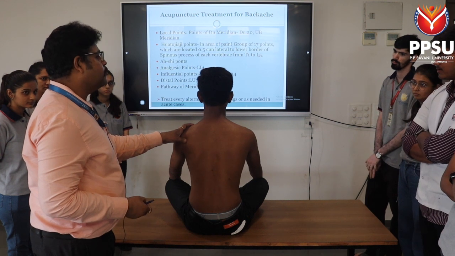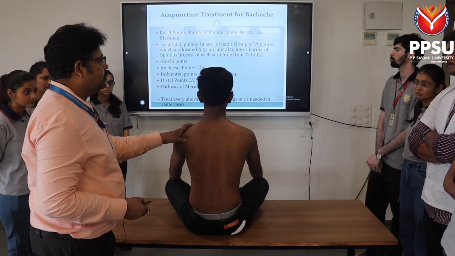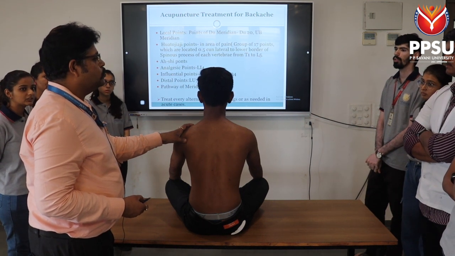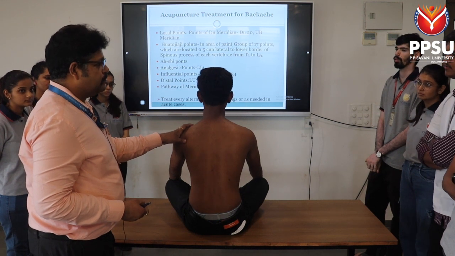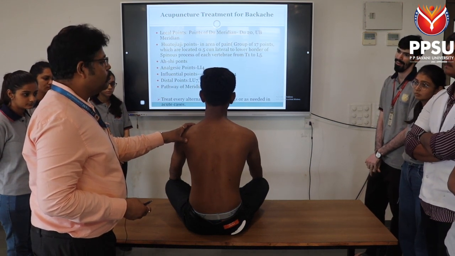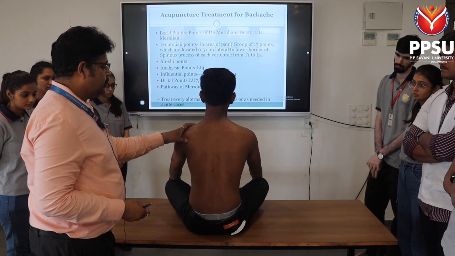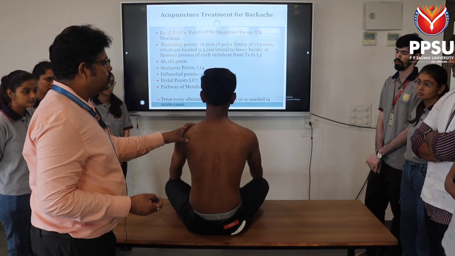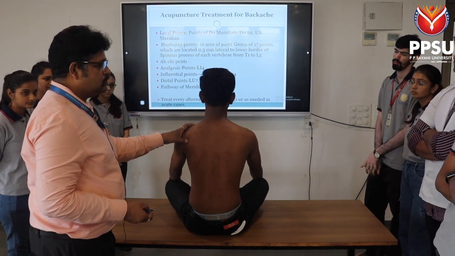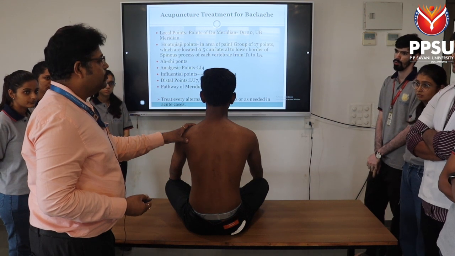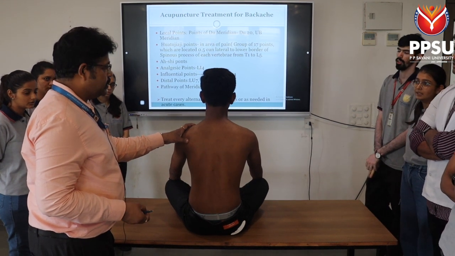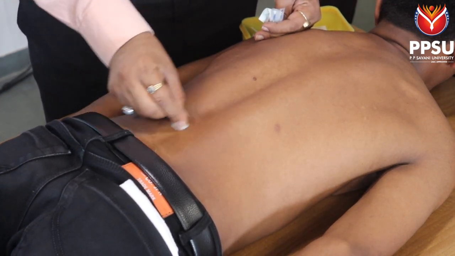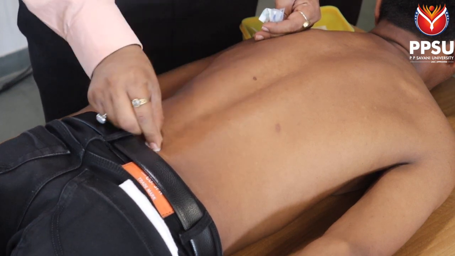As far as the influential point is concerned, which is the influential point for back pain treatment, low back pain? UB11. So UB11 is an influential point, okay? Now let's see how we are going to needle some points, okay? In the lumbar spine, again, important points are DU3 and DU4. DU3 is between L4 and L5 spinous process, and DU4 is between L2 and L3 spinous process. Okay, so first we are going to clean the part before application of needles.